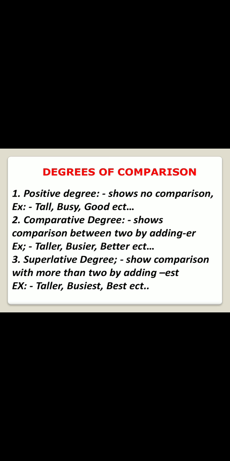Come, let us see degrees of comparison. So here there are three kinds of degrees. Number one, positive degree. Number two, comparative degree. Number three, superlative degree. Positive degree shows no comparison. Comparative degree shows comparison between two by adding er. Superlative degree shows comparison with more than two by adding est.